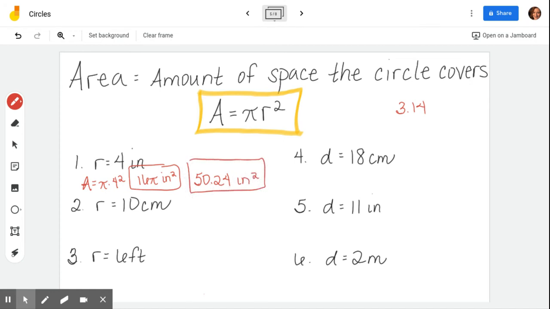Let's look at number 2. R is 10. In this formula, I need R squared. That means R times itself. So 10 times 10 is 100. So for my area in terms of pi, I would say 100 pi centimeters squared. If I need to actually take that times 3.14, 3.14 times 100 is 314 centimeters squared.